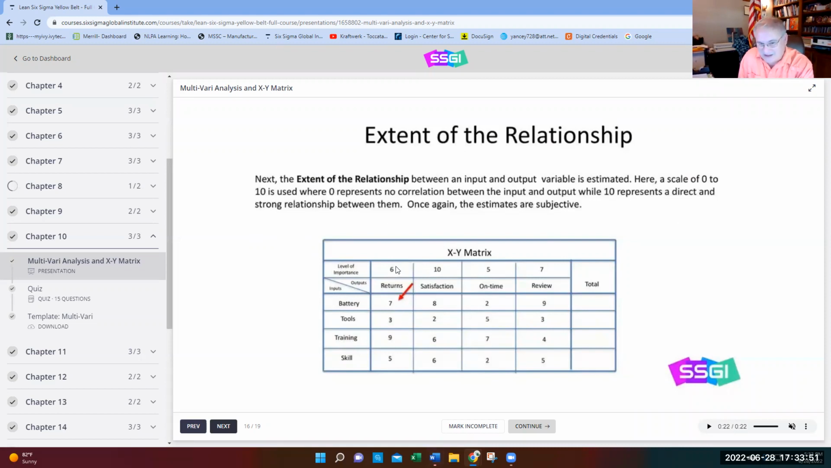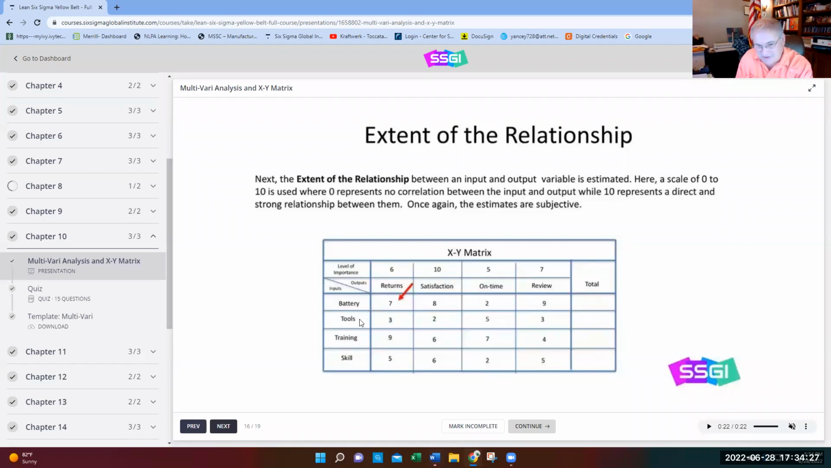We can actually put a number in here. So when we looked at the surveys, the battery failing in the phone was linked to them having to return the phone. It was like a 7 out of 10. The battery in relation to customer satisfaction was like an 8 out of 10. The battery in relation to on-time return of the phone after they fixed it was a 2 out of 10. And the battery in correlation with how high their review would be got a 9 out of 10.